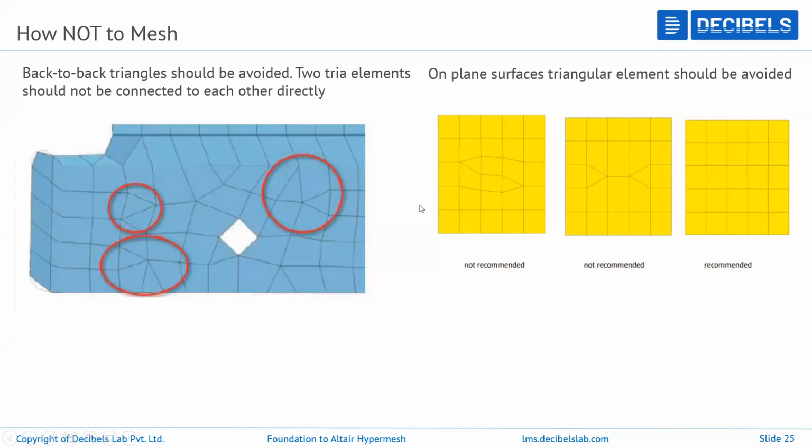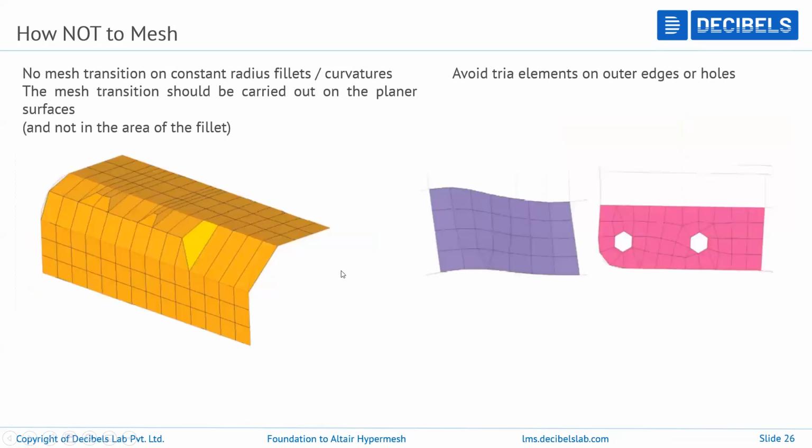The trias, we are not supposed to keep the trias like this. The flow should be the last image what you are looking at. This is the recommended flow of mesh. We should carry the elements like this only. But here you can see the two tria elements are sharing a single node. This is not allowed. These kinds of mesh we are not supposed to keep.